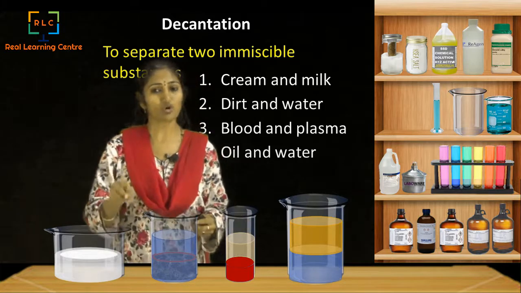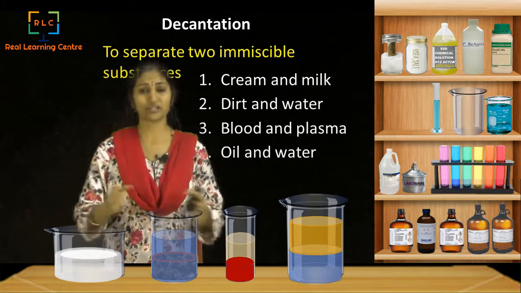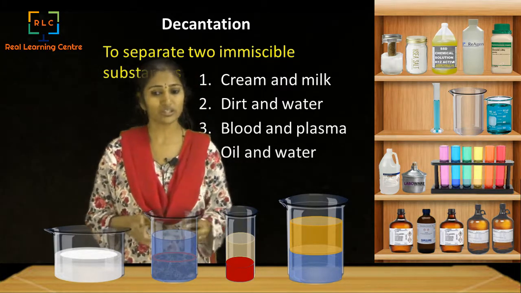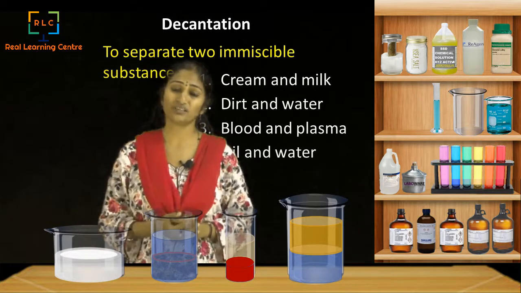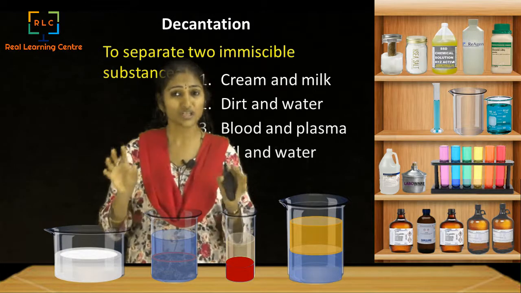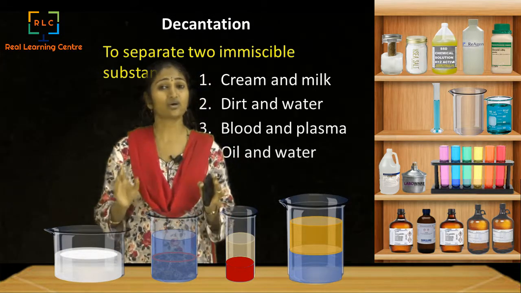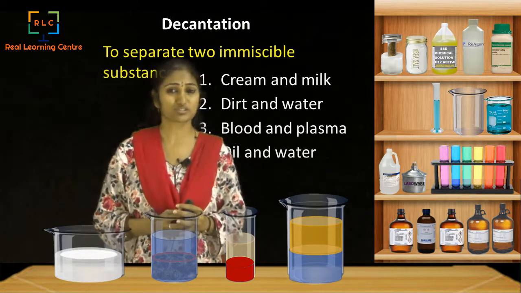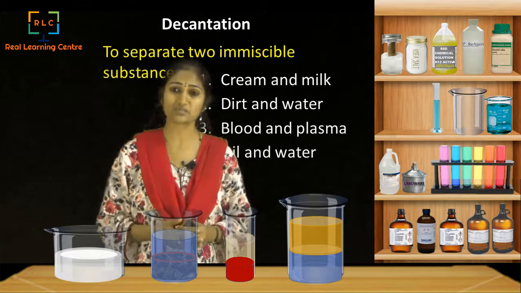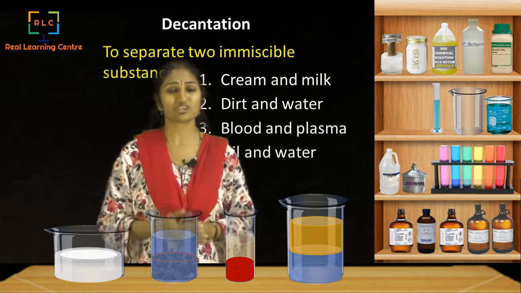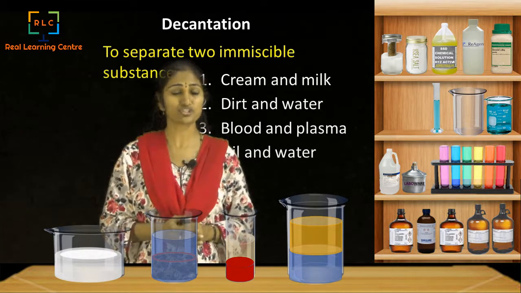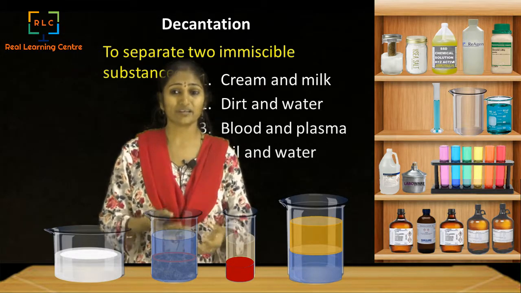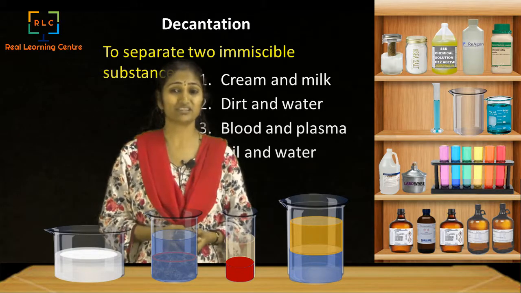Now if you have noticed all these 4 beakers right in front of me, you see that each of them is not mixing with the other readily. Now such substances are called as immiscible substances. Now to separate immiscible substances, decantation would be the best. It would be the best procedure to follow when their masses are slightly different.